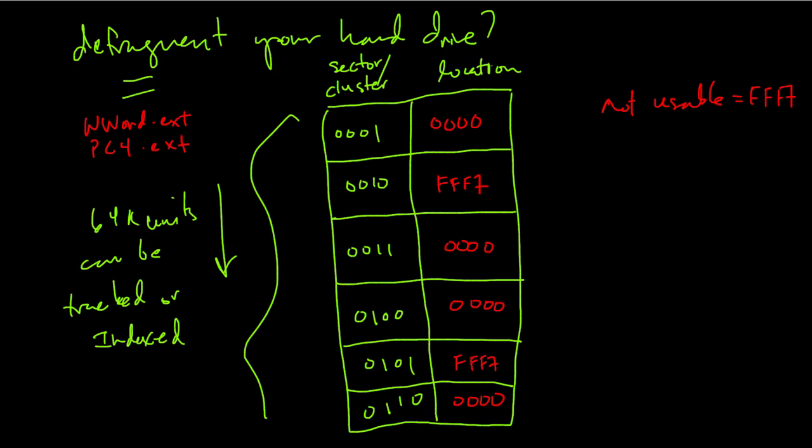Okay, so what ends up happening is this. We're going to go through and we're going to write Word. And we're going to say Word is a larger size file, okay? And we'll say PC4 is small, okay? So this is going to be large.